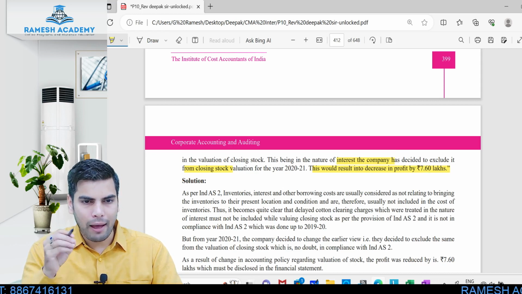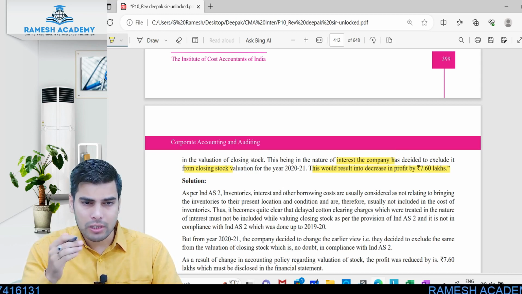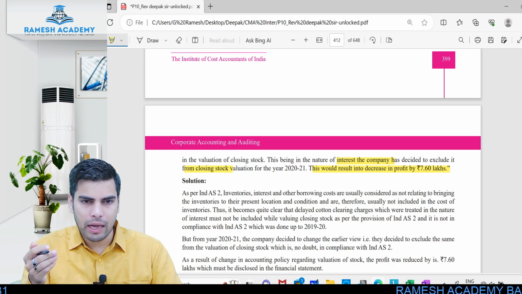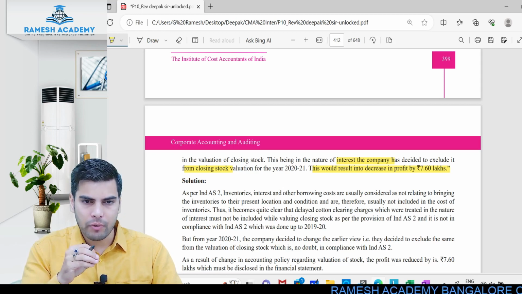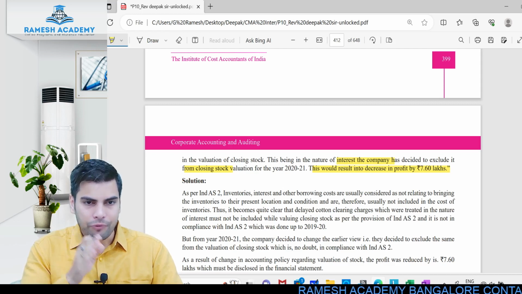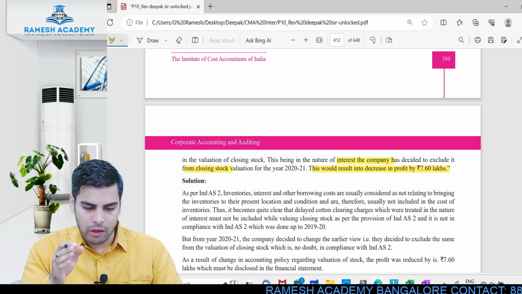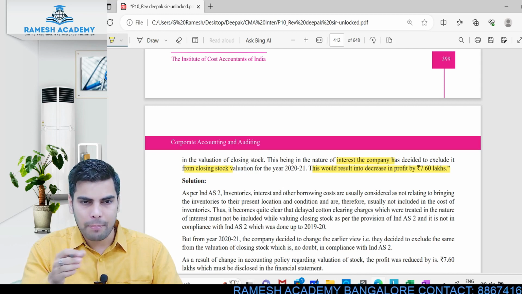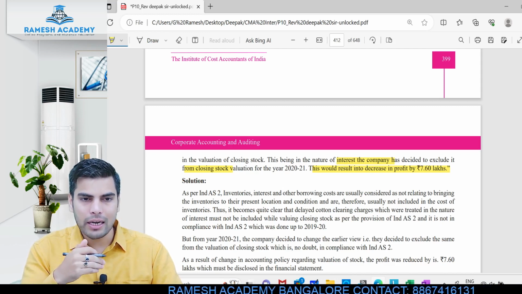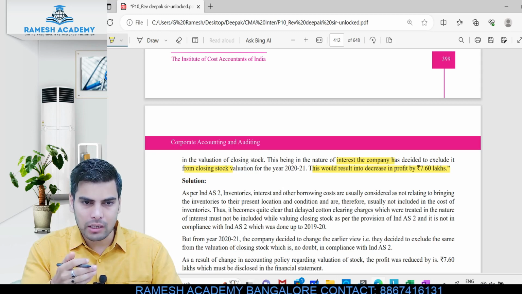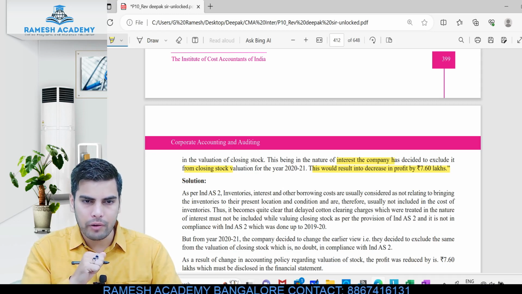Normally, when it comes to valuation of inventory, will these finance cost and interest be included in the value of the inventory? No. They should not be forming part of my cost of inventory. What the company did is, till the year 2019-20, the company has been including these particular interest charges. The delayed cotton delivery charges are in the form of interest charges. These were forming part of inventory.